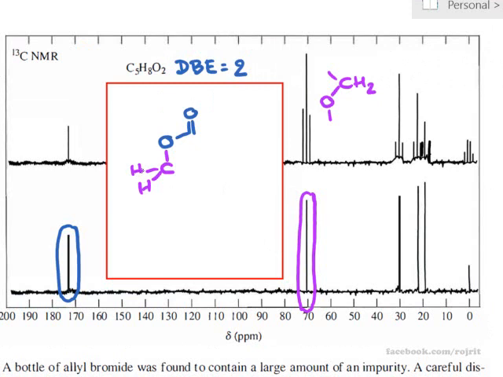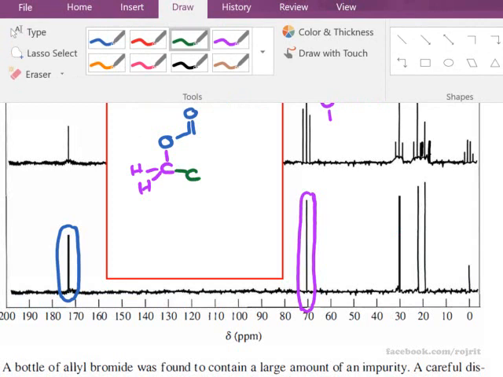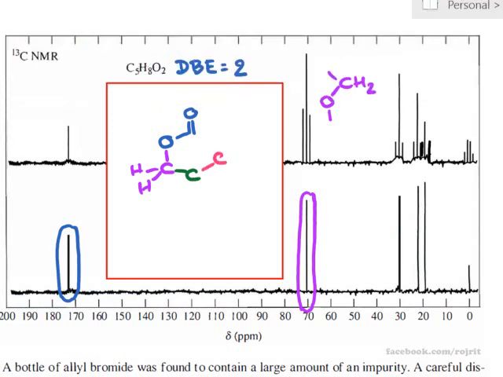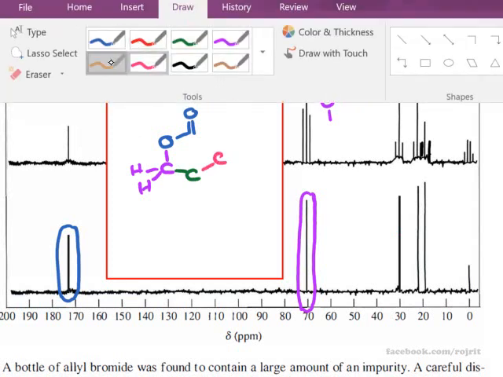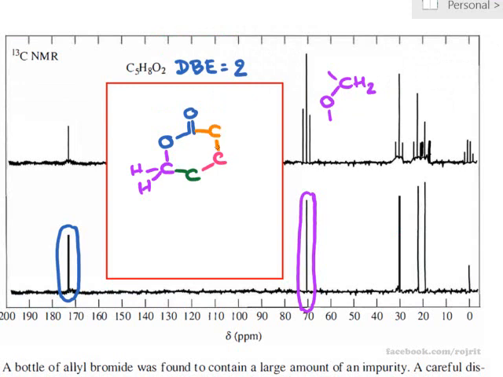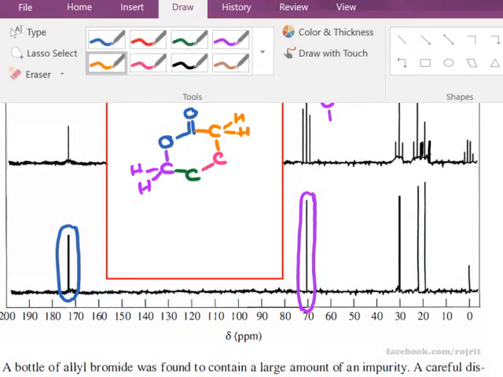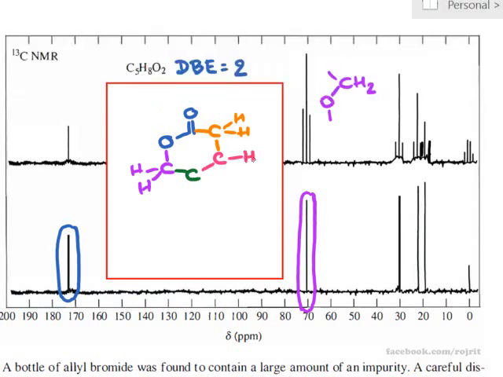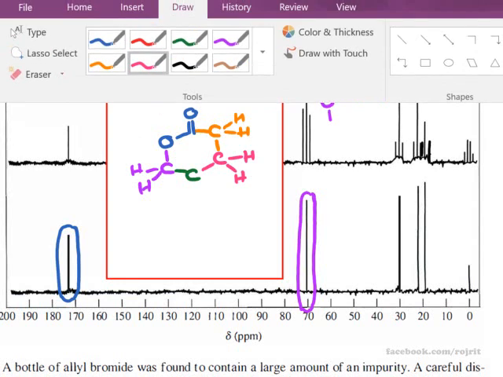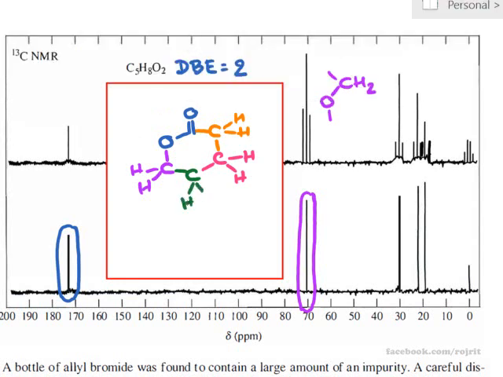And then we have 3 carbons left in the structure. So I think it should be the green one, pink one, and yellow one. All of them are CH2 because you have only triplets over here, right? So it is CH2 in yellow color, CH2 in pink color, and CH2 in green color over here.